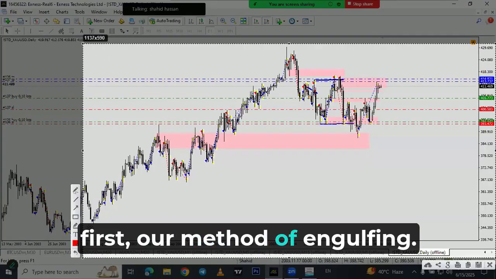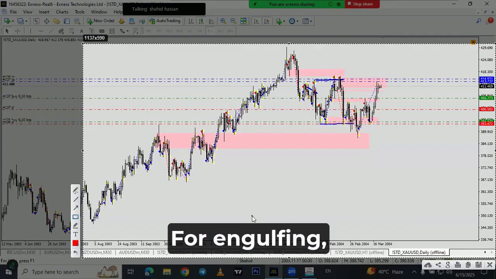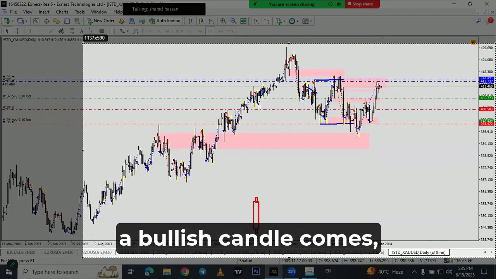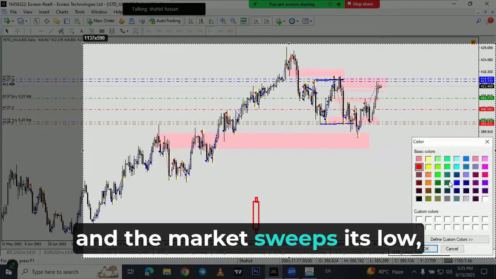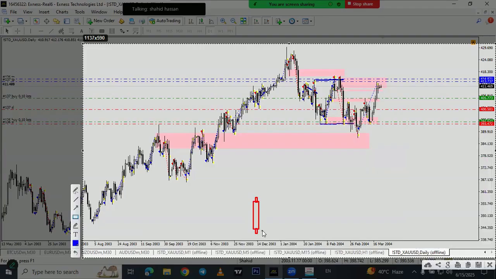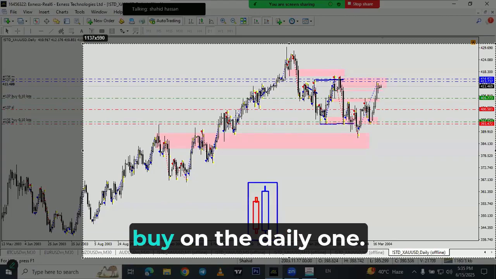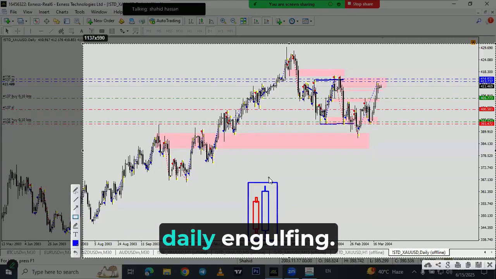First, our method of engulfing. Which engulfing do we take? For engulfing, we mark this bearish candle. After the bearish, if you see a bullish candle comes and the market sweeps its low and here it closes. So this method is for our buy on the daily one. You have to take the daily engulfing.